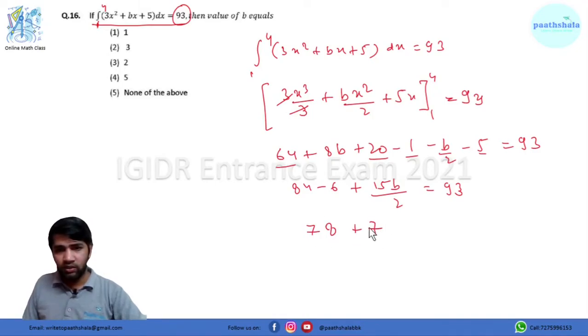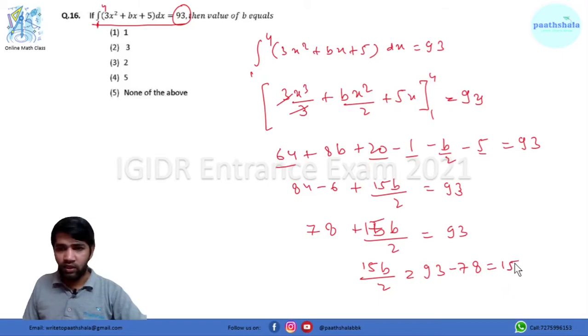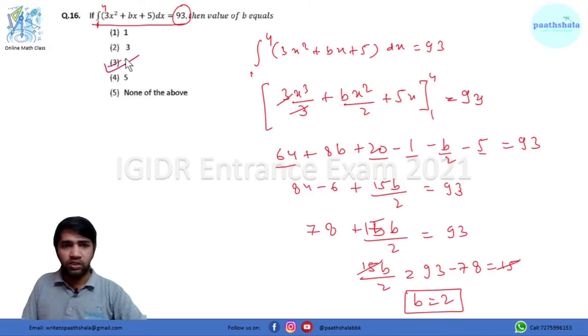This will be 15b by 2, okay, equals to 93. So now 15b by 2 equals to 93 minus 78. So here you will get 15. Okay. Now 15 and 15 get eliminated and you will get b equals to 2. So option 3 is the right option.